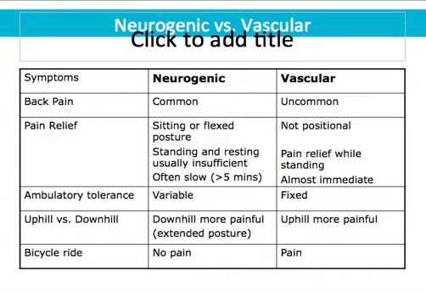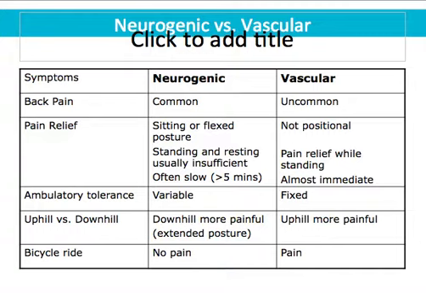So they can be sitting on a bike, riding their bicycle, and if it's vascular, it's going to be painful. They quit riding, they start walking, thinking that will help, and they still have the pain. That's going to be more of a vascular problem. But pain relief while standing will come almost immediately. The ambulatory tolerance with neurogenic can be variable depending on the movements. With vascular, it's going to be more fixed.